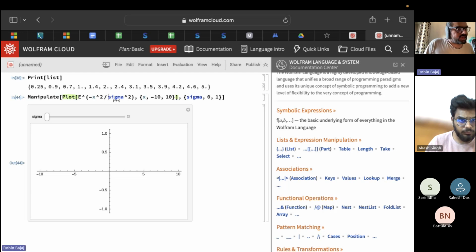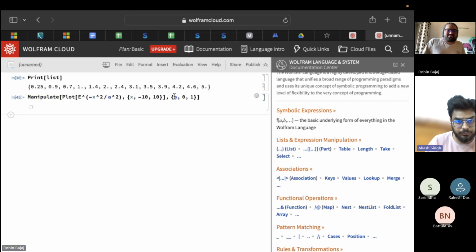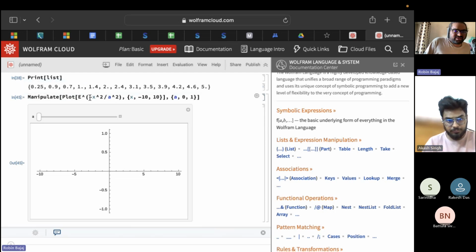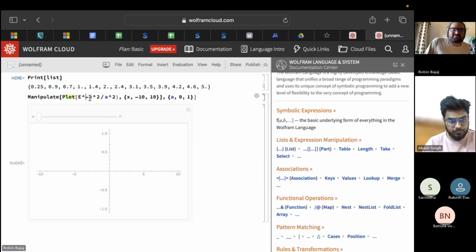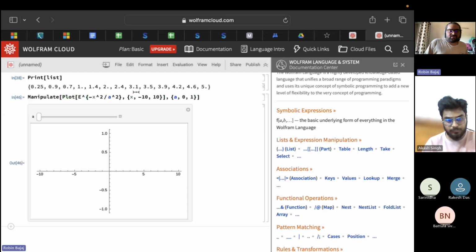Whatever we are doing here is wrong. Instead of sigma, can we use another variable? That should not be an issue, no? But yes, let's try. No, sir, that is wrong. The bracket should not be an issue. I never thought of it that way.